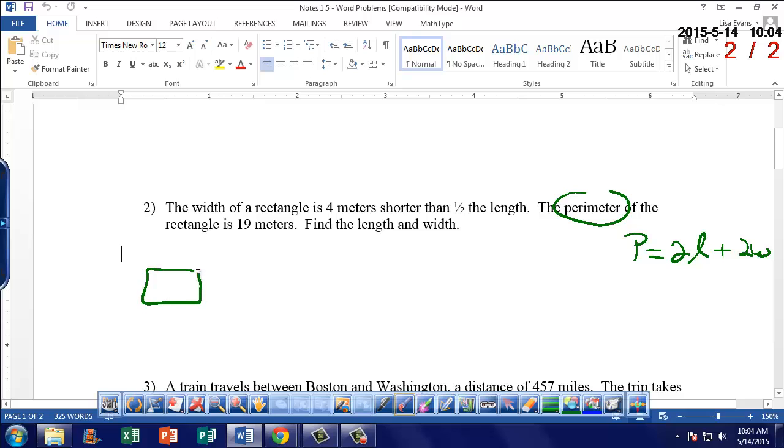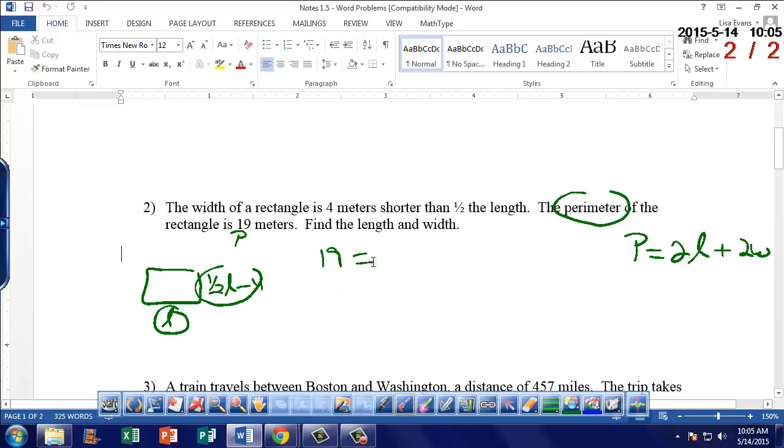The width of a rectangle is 4 meters shorter than half the length. So the length we don't know, we'll call it L. The width is 4 meters shorter than half the length. So we want to do half the length first and then subtract 4. So what we're going to end up doing is plugging this in for L and this in for W. The perimeter is 19, so this goes in for P.